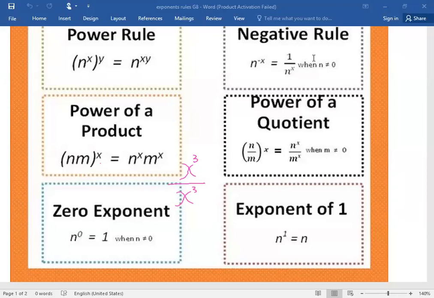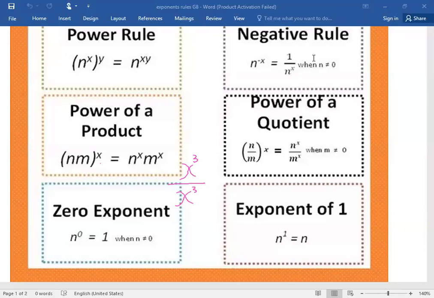Before this, let me ask you a question. 5 divided by 5 equals how many? 1. 10 divided by 10 equals how many? 1. 11 divided by 11 equals how many? 1. So any number divided by itself equals 1, right? Then someone can say, Ms. Sahar, I have x to the power of 3 over x to the power of 3, so it's equal to 1, right? This is the answer.